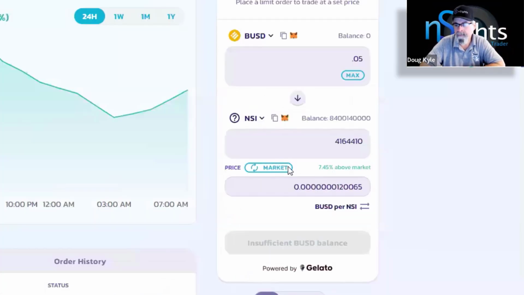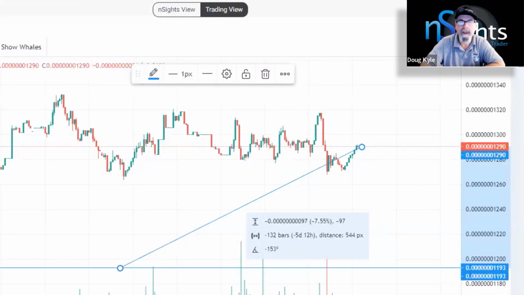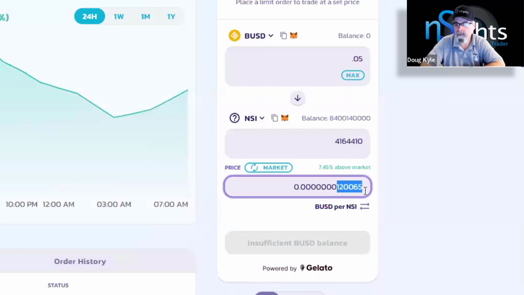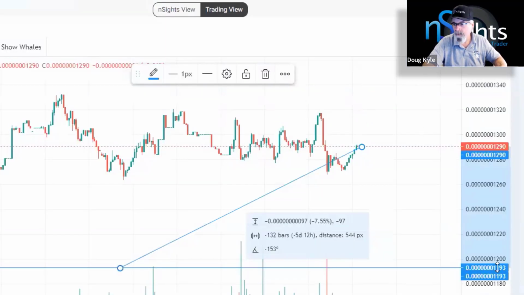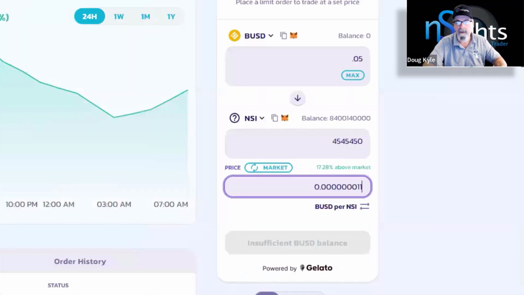So if I go here, 1193, I change this to 11, and let's confirm there is no zero between the 11 and the 9, so 1193. It gives me 8.14% above the market, which we know is below the market. Now I can trade nSights with BUSD using BNB. And again, that's another lesson that kind of gets confusing.